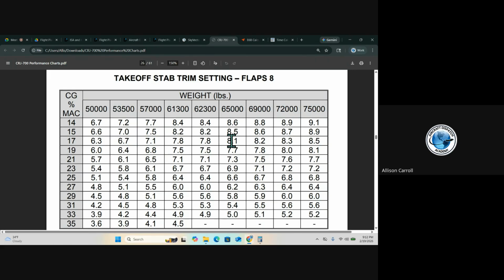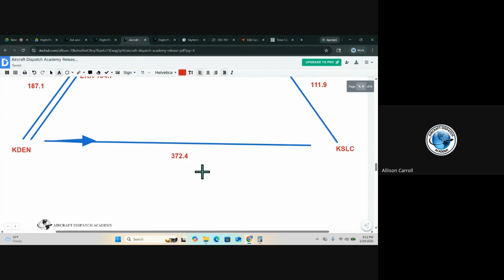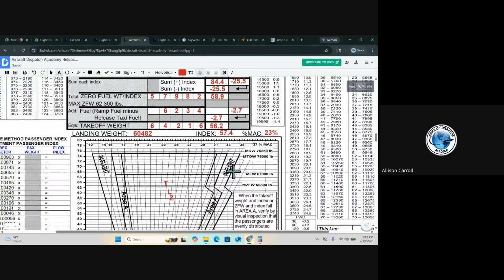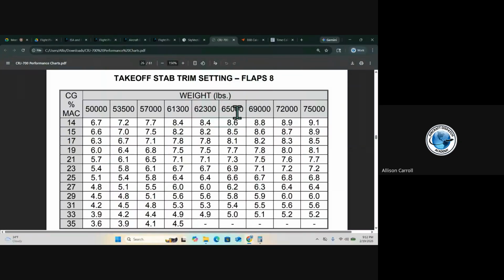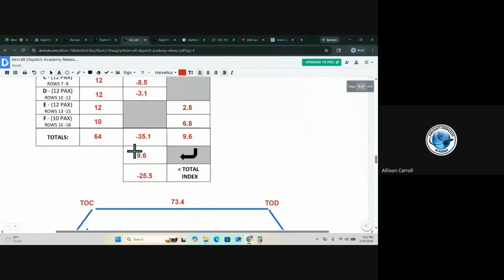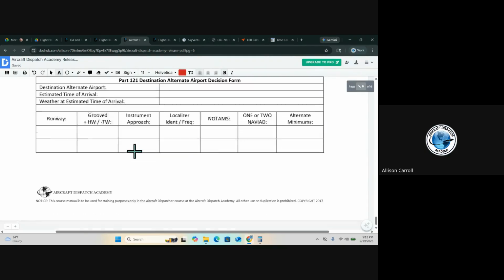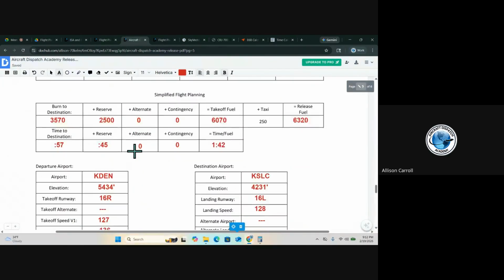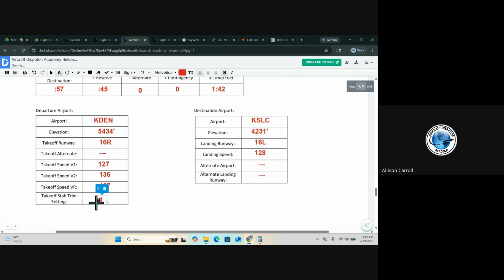And then we're going to come down to our Mach percentage. Our Mach percentage on that weight and balance sheet was 23%. So we come down to the 65,000 column and come down to 23 right here. And it is 6.9. That is our takeoff stab trim setting. Oh, I went too far. There you go. 6.9 right there.